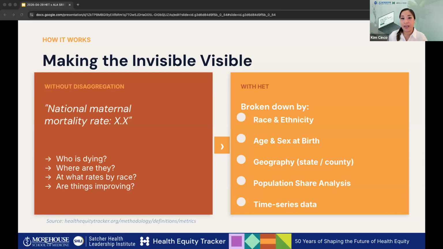The difference between the national maternal mortality rate and knowing that Black and Indigenous birthing people in your state are dying at 2.5 times the rate of white birthing people, and that gap has widened over the last decade, is the difference between a statistic and a story you can take into a policy room.